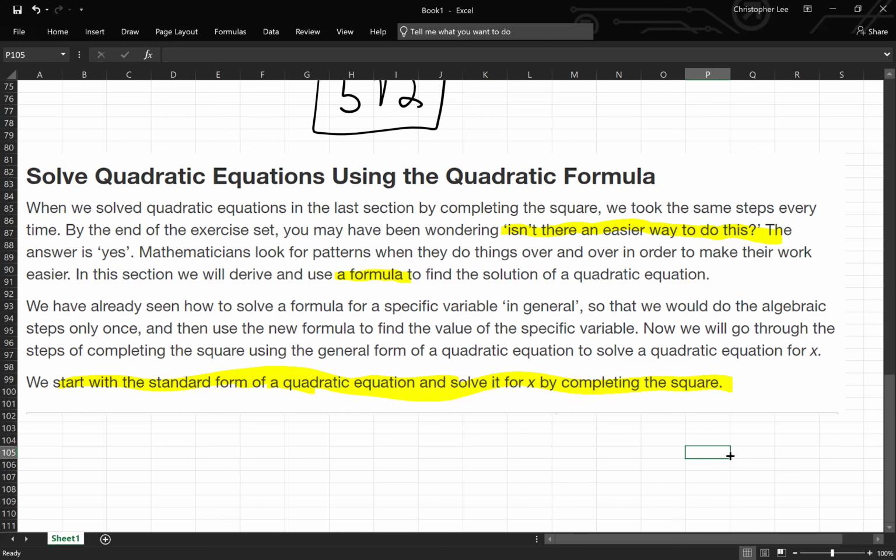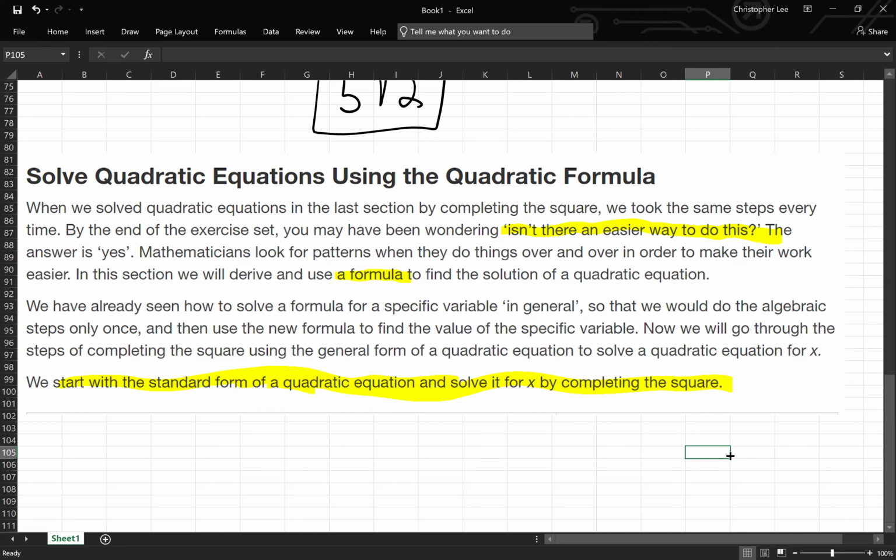Mathematicians look for patterns when they do things over and over in order to make their work easier. In this section, we will derive and use a formula to find the solution of a quadratic equation. We have already seen how to solve a formula for a specific variable in general, so that we would do the algebraic steps only once and then use the new formula to find the value of the specific variable.